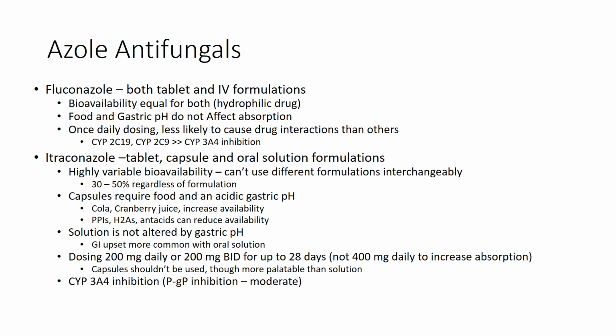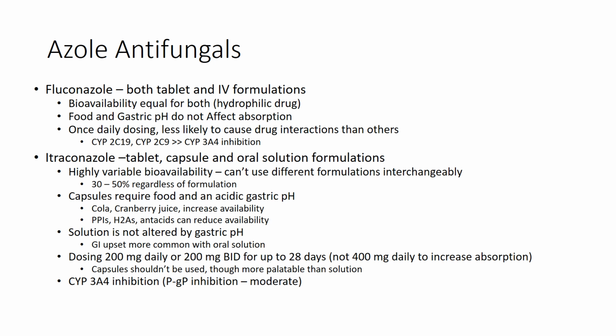Itraconazole, we talked about when we talked about the tinea capitis and the onychomycosis. There is a tablet formulation, a capsule formulation, and an oral solution, and there is a huge amount of variability in bioavailability between these, so you can't use them interchangeably. Regardless of the formulation, for the most part, bioavailability tends to be pretty low. So the capsules do require food, and they should be given with an acidic gastric pH. We talked about cola and cranberry juice as things that might potentially increase the availability of the drug, and things that might decrease the availability would be things like proton pump inhibitors or H2 antagonists. So in a case where somebody is mistakenly diagnosed as having GERD, make sure you get those patients off of those drugs before you start the antifungal drug.